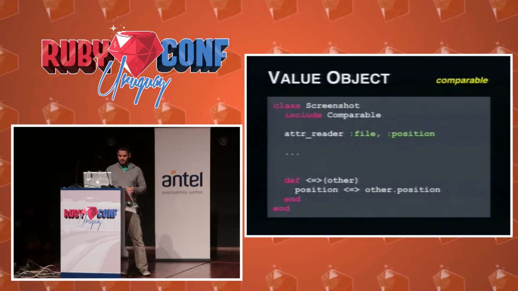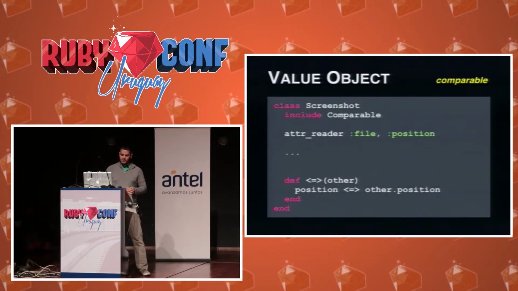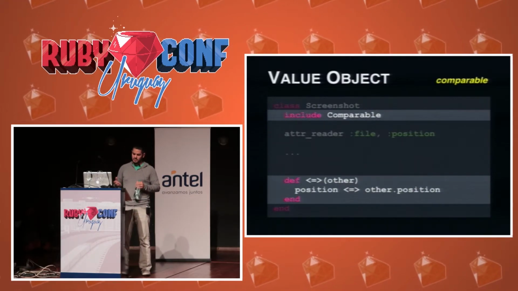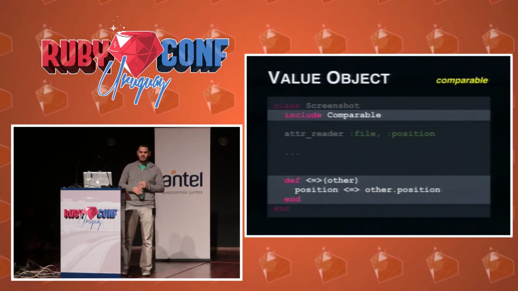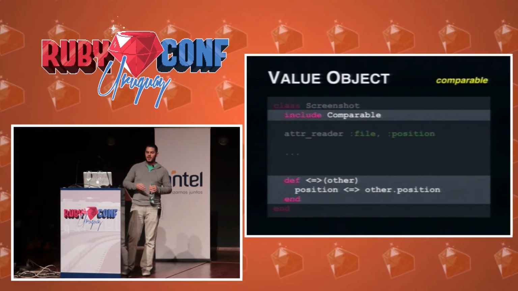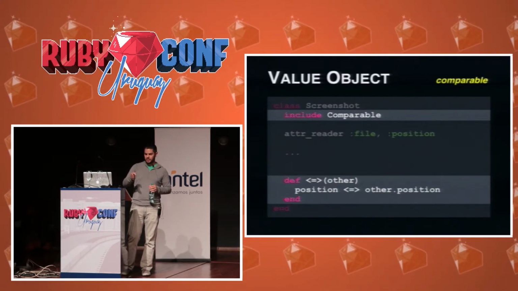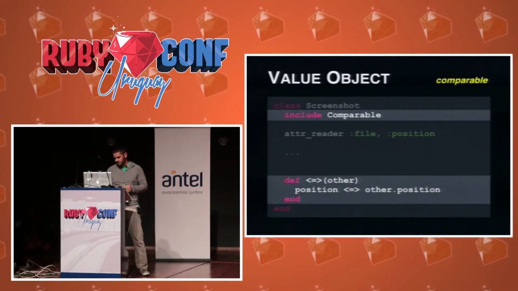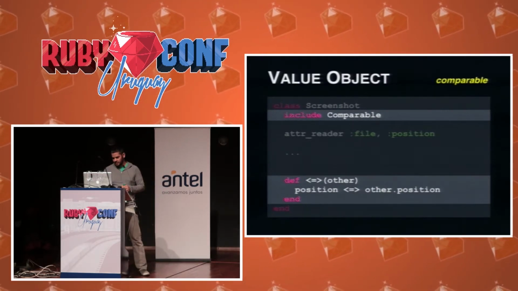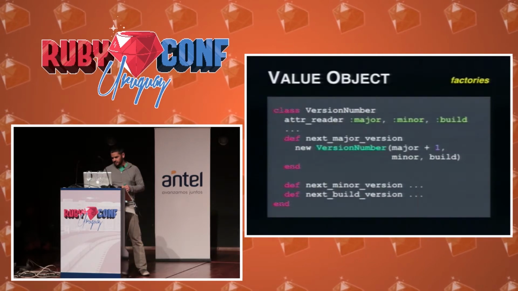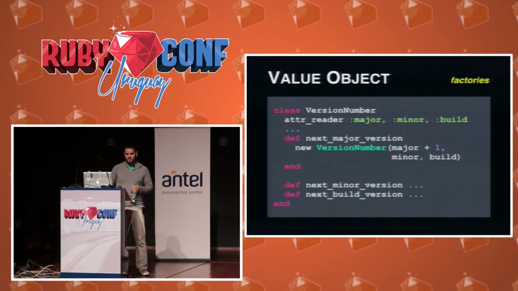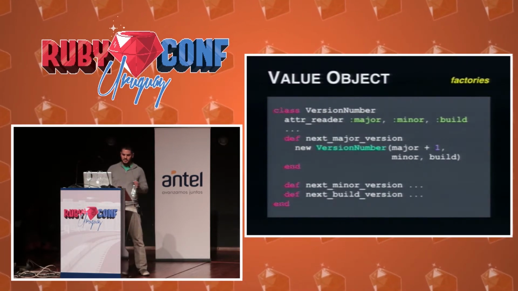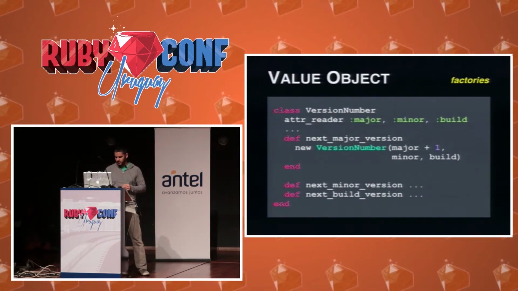And making it comparable is also good. You can include Comparable, and essentially you can have some sort of equality. For example, say that you wanted to compare how one screenshot is ordered to another screenshot. So you would just compare the positions. So I just wanted to show that real quick because it is pretty simple and not many people realize how to create them. They're basically just Ruby objects.